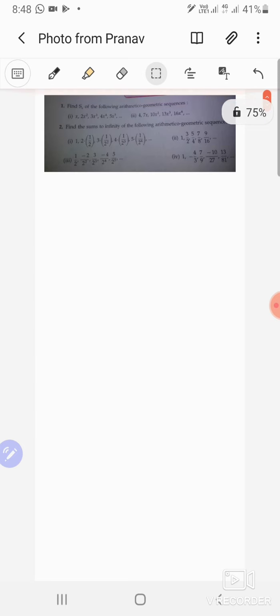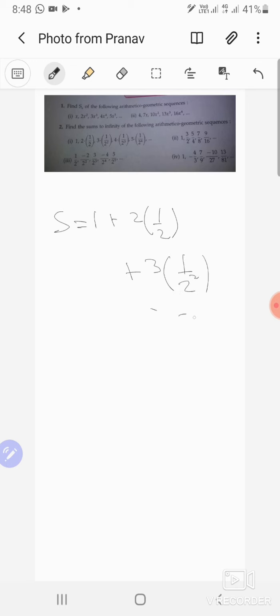Sorry for any silly mistakes which I could have been making unknowingly. Okay, find the sum to infinity. Oh, sum to infinity, that's going to be easier. Of the following arithmetic or geometric series, you got 1, 2 into 1 by 2, 3 into 1 by 2 squared, 4 into... okay fine, so S equals 1 plus 2 into 1 by 2 plus 3 into 1 by 2 squared, keeps going like that.